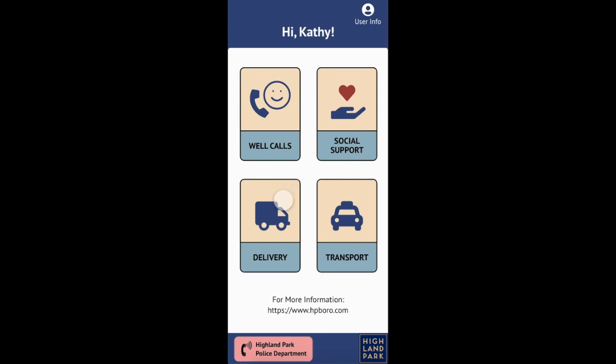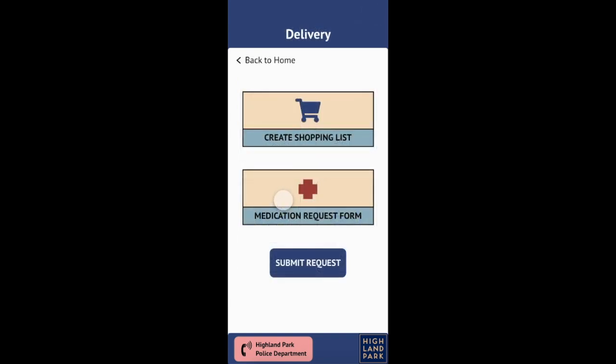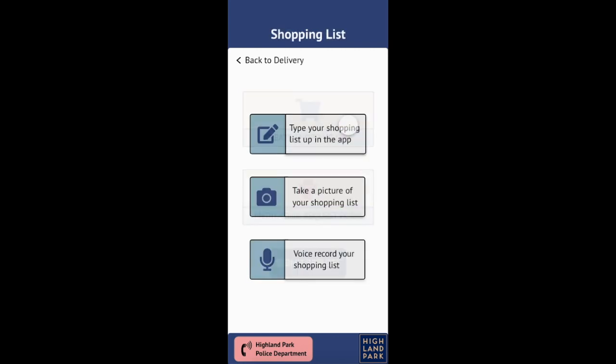Delivery is a really important feature on this app. There are 2 types of potential deliveries: delivery of goods like food, essential items, etc., and delivery of medication. Now, for general shopping, click there and you have 3 options. Option 1 is to type up your list in-app. It's a very simple, straightforward design.